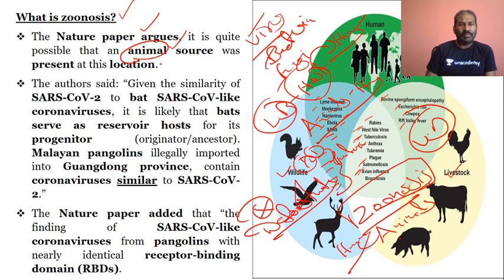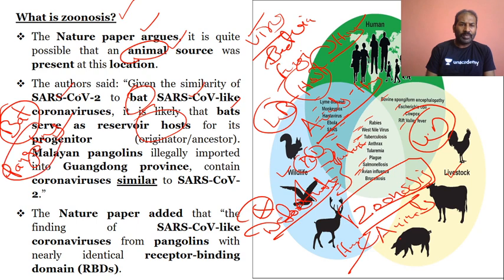And then the authors of the paper in Nature Medicine have also said that SARS-CoV-2 is likely from bats, which are the reservoir host, or the progenitor, in the sense that they are the originator. So what is important as per the paper is that definitely the bats are the host. Not only the bats, but also pangolins. Pangolin is an animal which people in different parts of the world take as a delicious food.